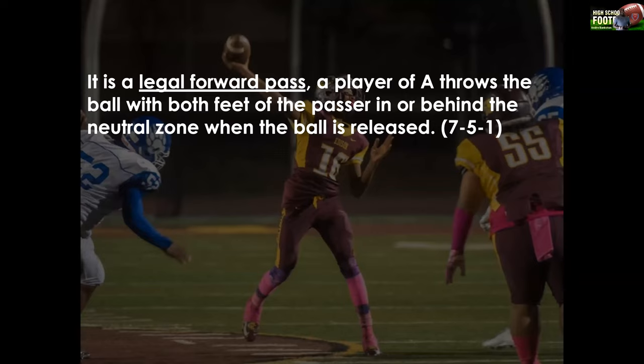All right. It is a legal forward pass when a player of A throws the ball with both feet of the passer in or behind the neutral zone when the ball is released. Full stop. That's it. Don't add any more to that. There's five things that talk about what is an illegal forward pass, and we're going to talk about that. But here, a legal forward pass is when a passer throws the ball and his feet are in or behind the neutral zone.